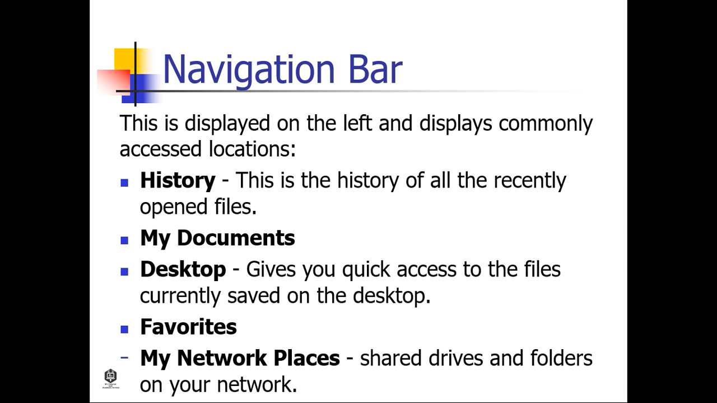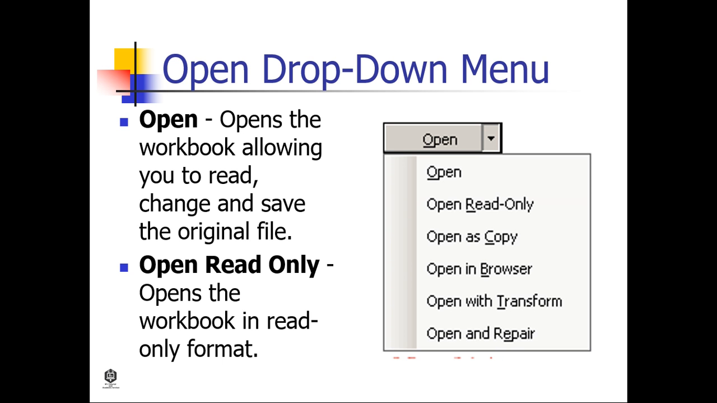The navigation bar is displayed on the left and displays commonly accessed locations. History is the history of all the recently opened files, followed by My Documents, then Desktop that gives you quick access to the files currently saved on the desktop. Next is Favorites, then My Network Places, shared drives, and folders on your network.